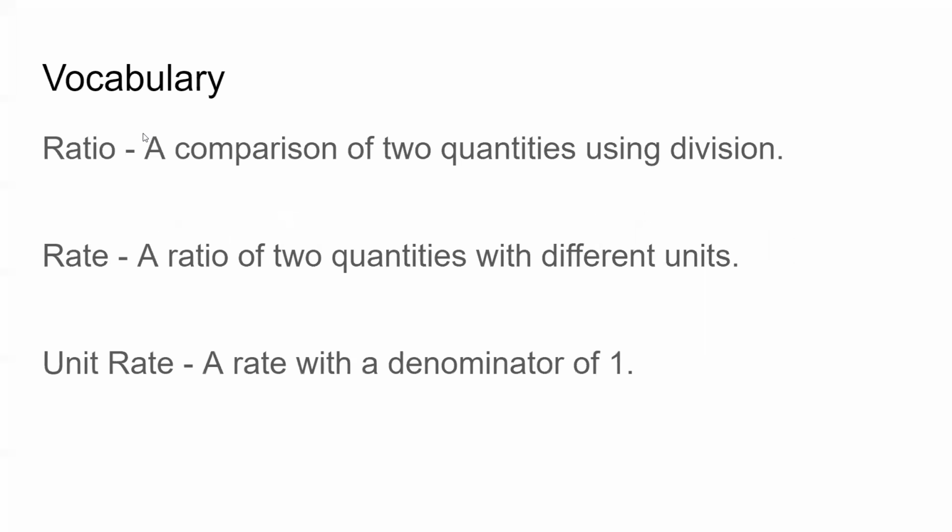Today we're moving on to chapter 5, so we're going to do lesson 5.1, and this is over ratios and rates. We're starting off with some vocabulary. Our first vocabulary word is ratio. So a ratio is going to be a comparison of two quantities using division.